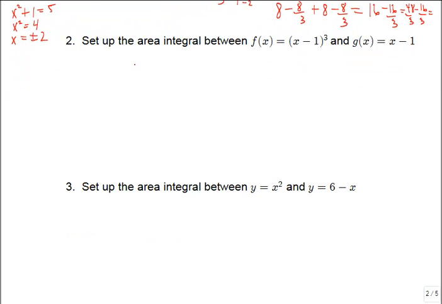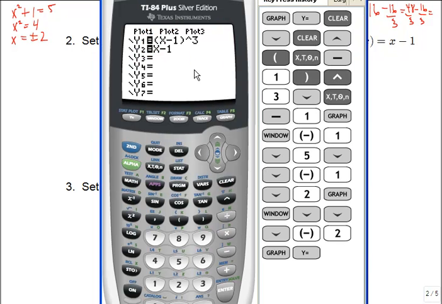This one says set up the area integral between f of x equals x minus 1 cubed and g of x equals x minus 1. So here we don't actually need to compute the area, but we do need to set it up and write down what that area integral would look like. So we're going to start by graphing this on our calculator and visualizing what region it is that we're talking about. So on my calculator, I have typed in my x minus 1 quantity cubed in y1 and x minus 1 in y2, and I needed to adjust my window so that we could see this very clearly.